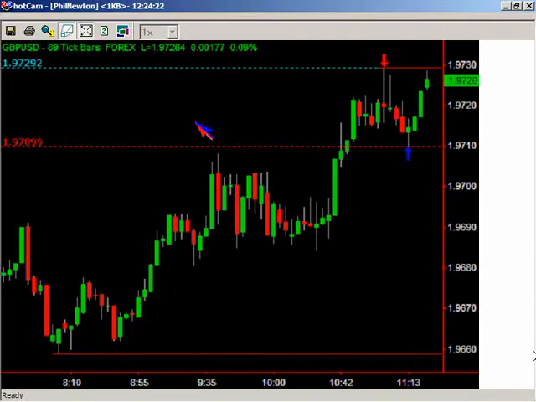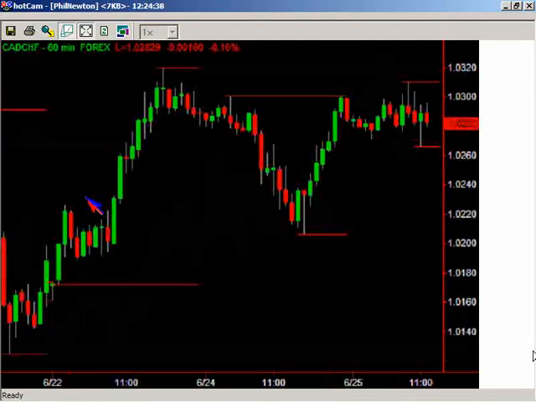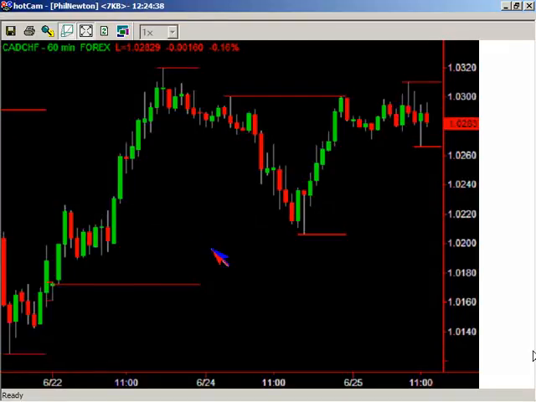Right, okay, so breakout pullbacks. Right, let's just run through the currency cross rates. We've looked at 2 live trades so far. Let's start off at the top of my list, which is Pound Swiss. Let's just go on to CAD Swiss, which is the 60-minute chart.